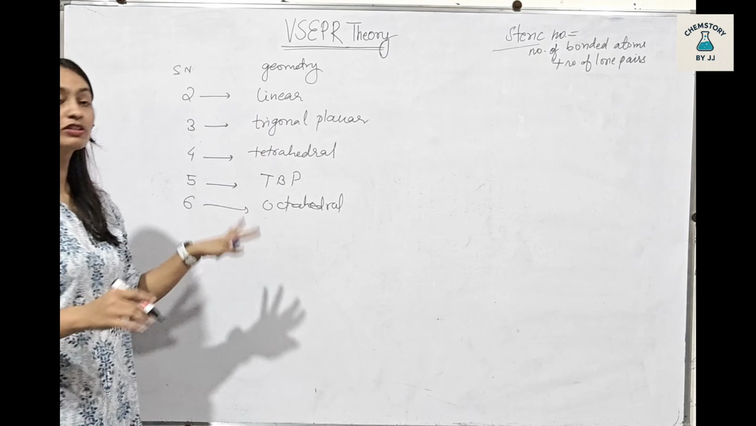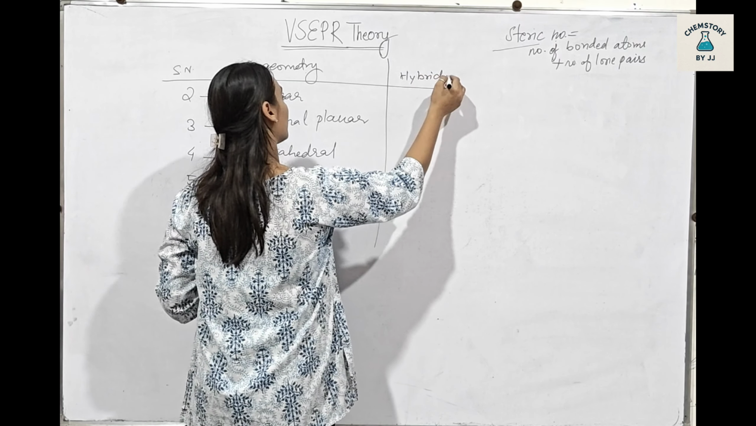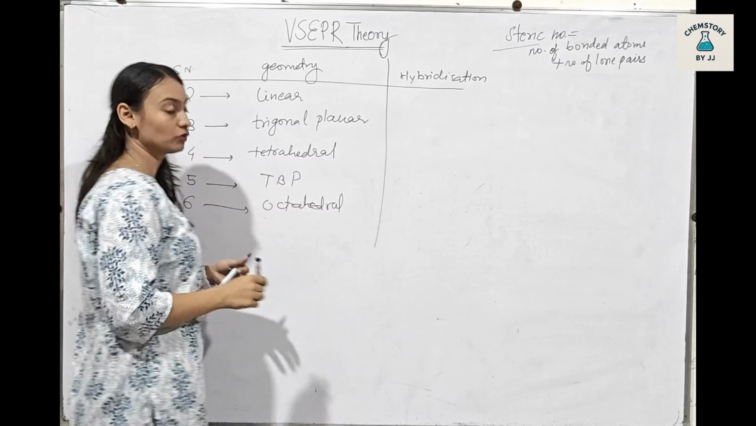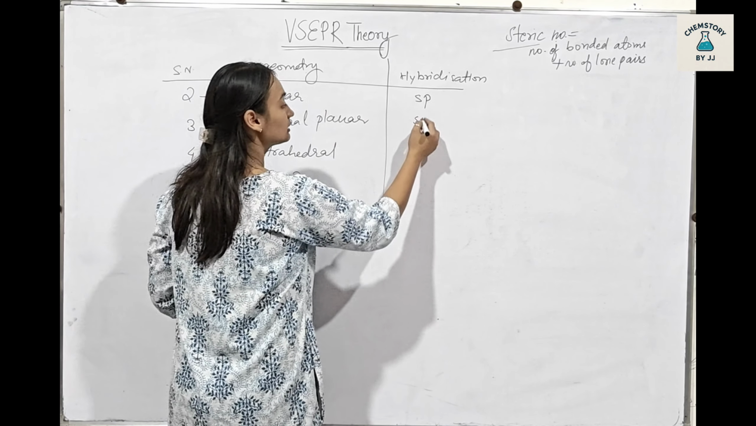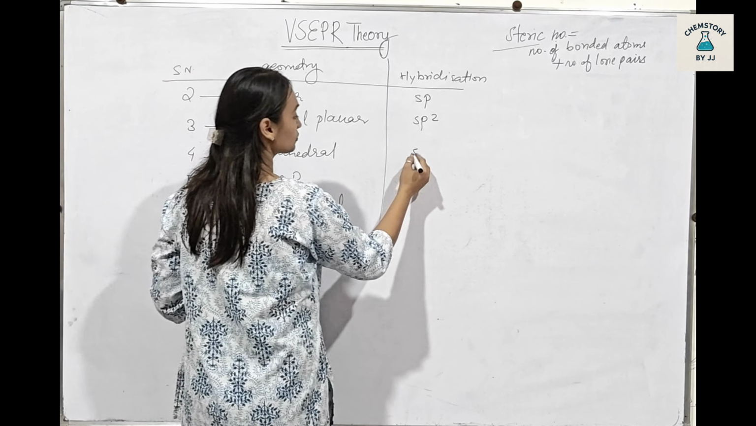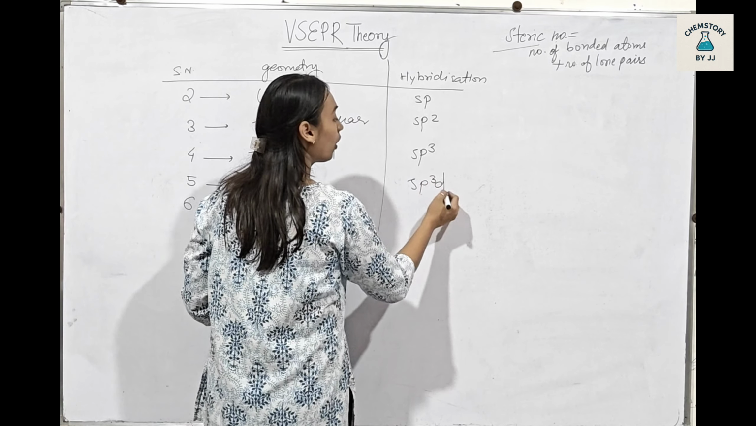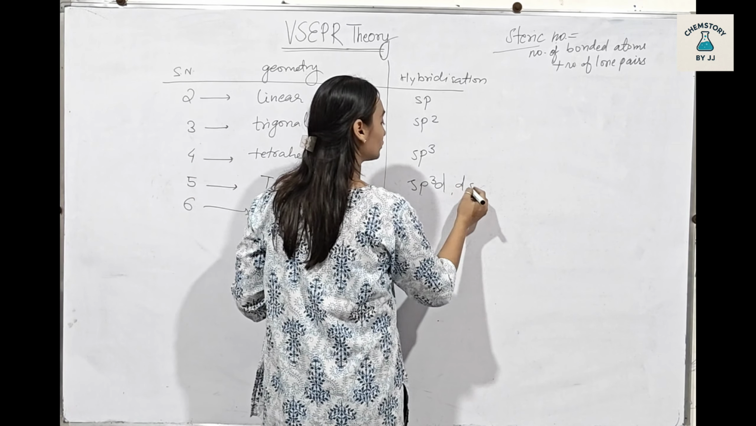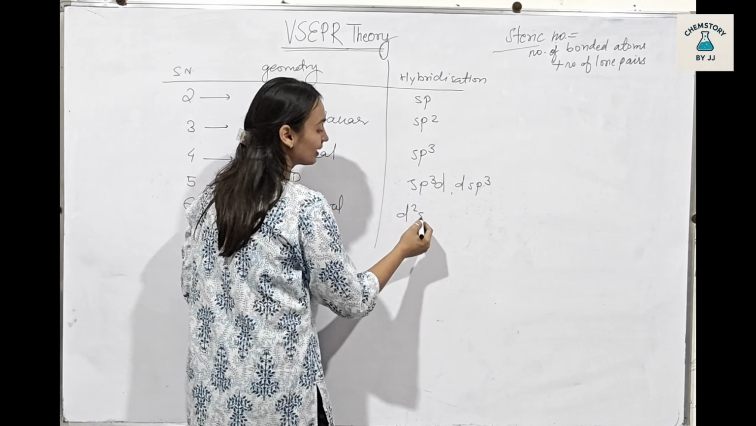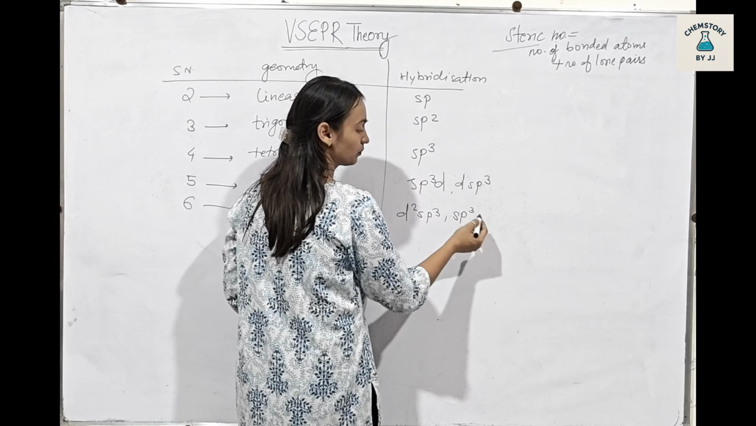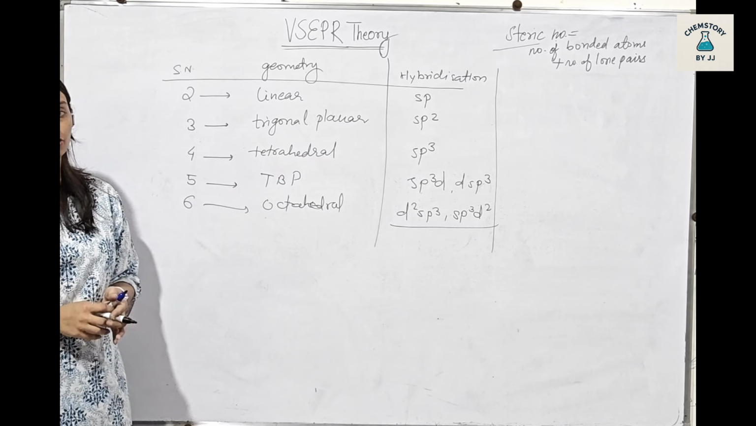See, the same goes for the hybridization. For the hybridization, which we have talked about in the first period, for linear, it's going to be SP. For trigonal planar, it's going to be SP2. For tetrahedral, it's going to be SP3 combination. For trigonal bipyramidal, it's going to be what? SP3D, or it is also going to be DSP3. Right? For octahedral, it's going to be D2SP3 or else SP3D2. Right? These are going to be our hybridizations for the topic.